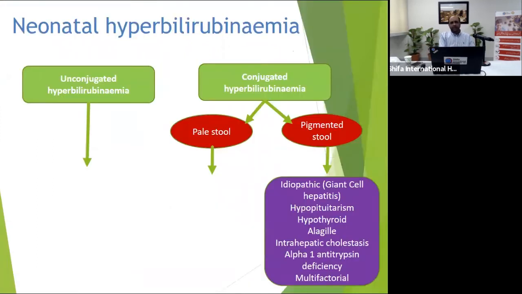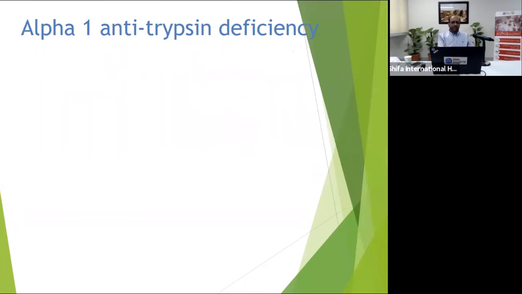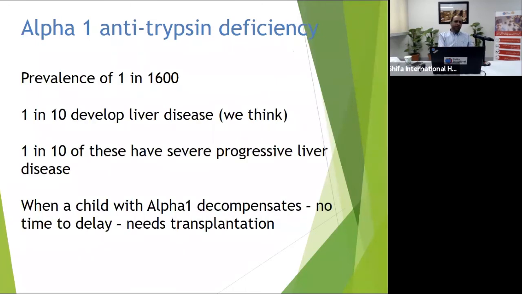So coming back again, we are discussing conjugated hyperbilirubinemia. We have discussed the pale one, now the pigmented one. This is alpha-1 antitrypsin deficiency. I will not go into it. I know that this is a disease not common in our population.